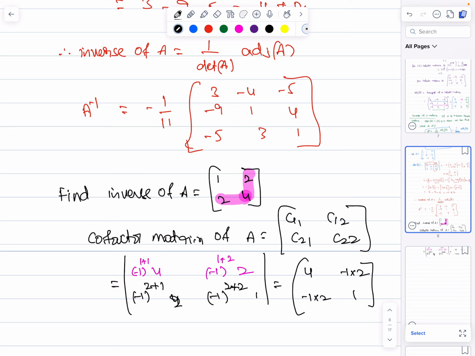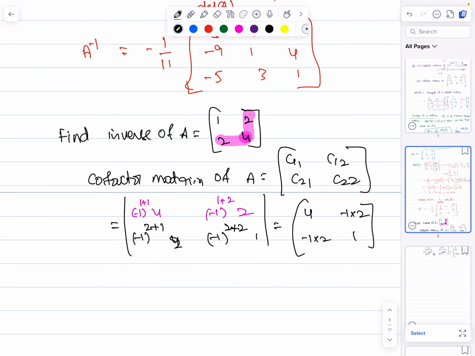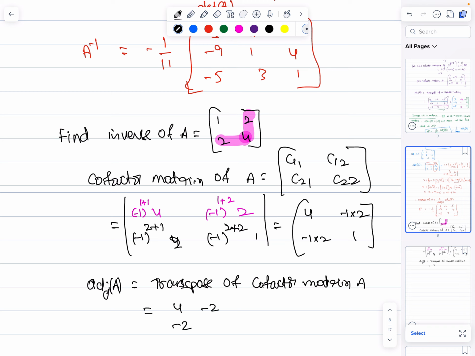Now, this is your cofactor matrix. The adjoint of A is equal to the transpose of the cofactor matrix of A, that is 4, -2, -2, 1, and you are applying transpose. If you apply transpose, you have to write the rows as columns. Therefore, 4, -2 you have to write as a column, then -2, 1. This is your matrix, the adjoint of A.